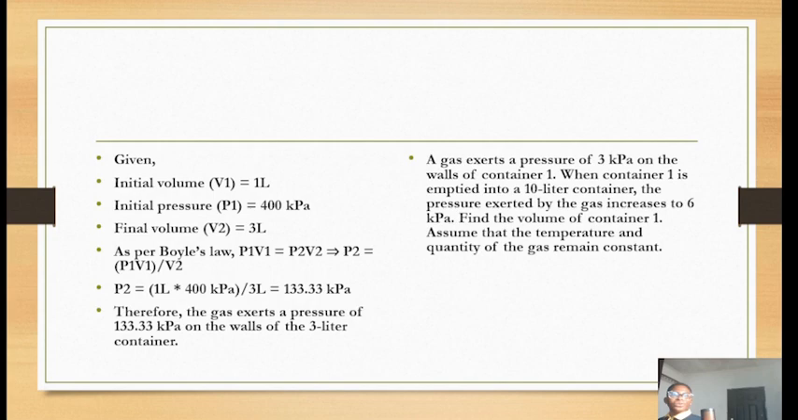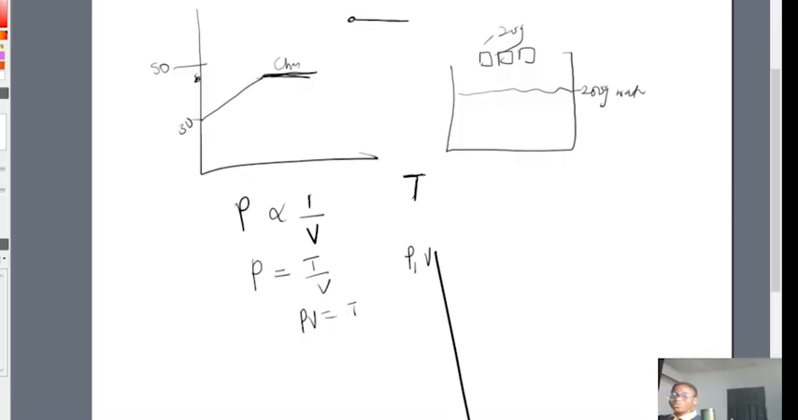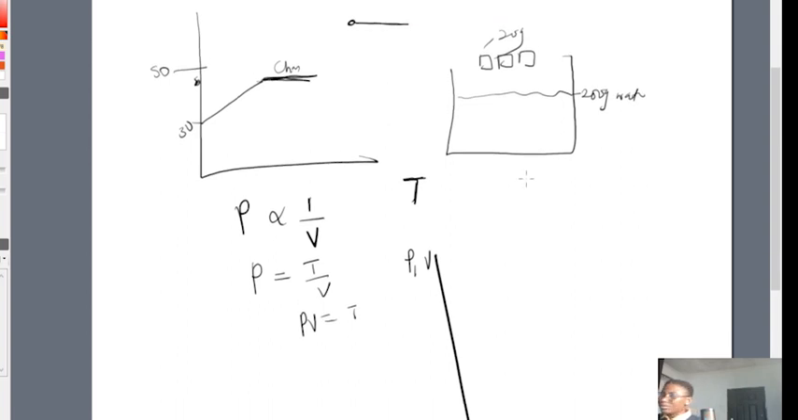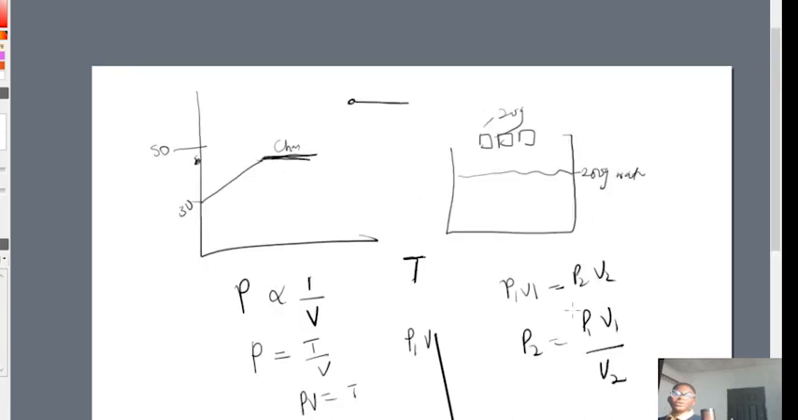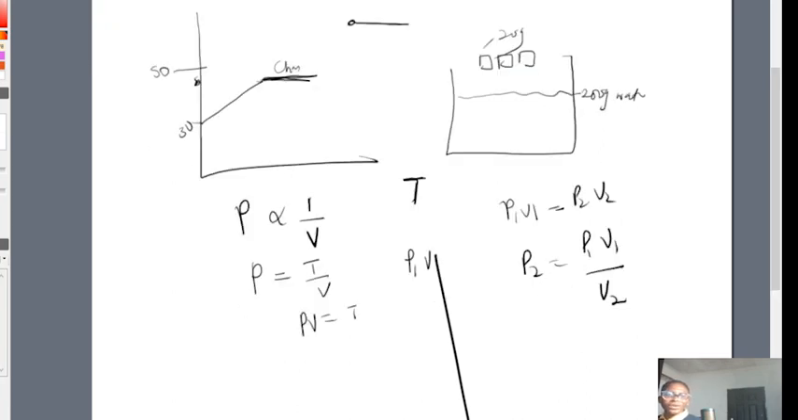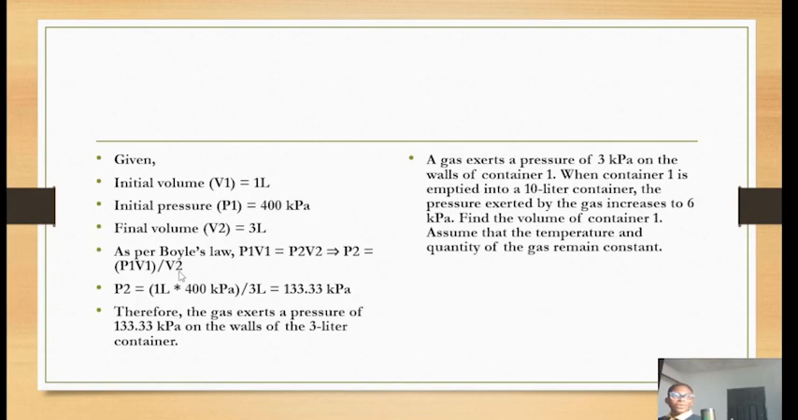So we already know that P1V1 equals P2V2. So getting P2 will definitely be P1 V1 over V2. And that is what we are going to use to get it. So let's go to the next slide.